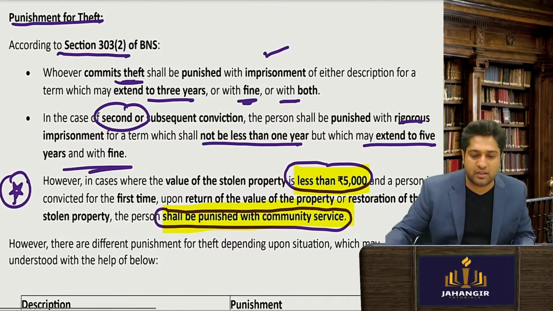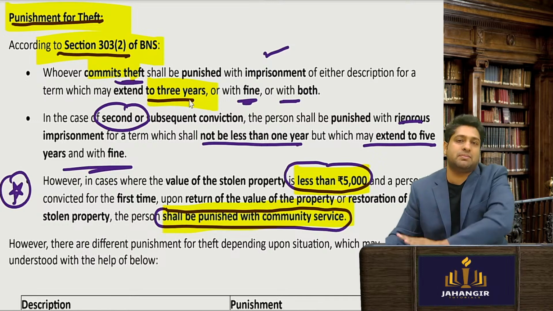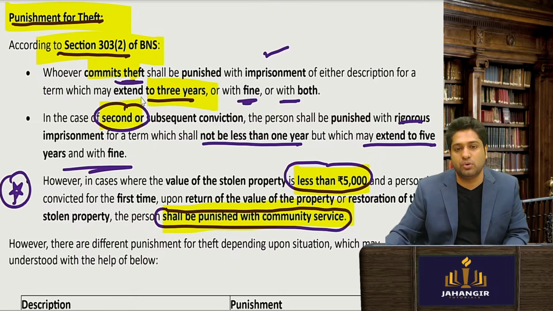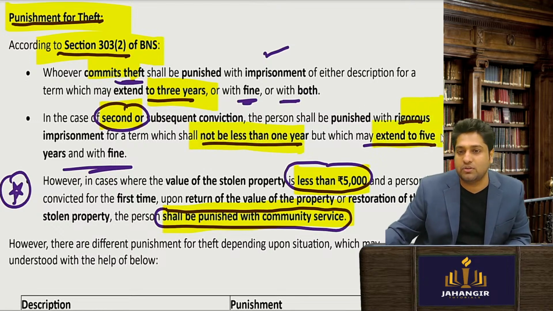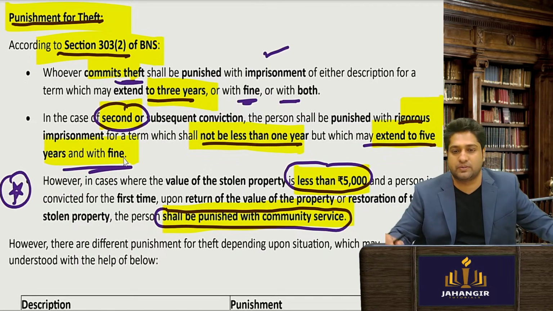A first time offender, if you have done wrong for the first time, will get up to 3 years imprisonment. But if you repeat it, from the second time onwards, then 1 year rigorous, and more jail term can also be given, but maximum 5 years. Clear till here?